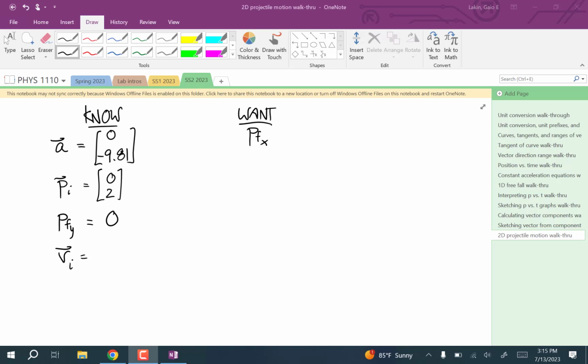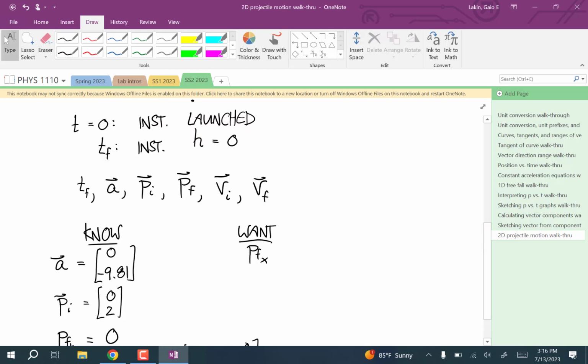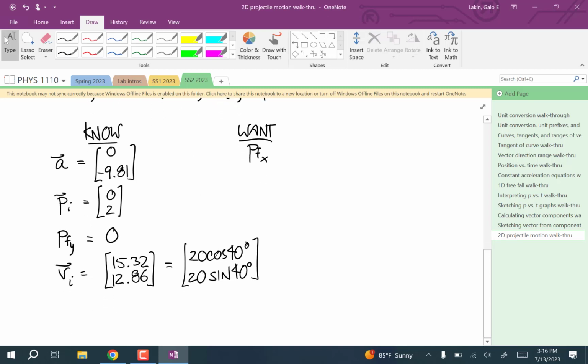You should get 15.32 for the x component and 12.86 for the y component. We got that as 20 times the cosine of 40 degrees, and 20 times the sine of 40 degrees. And do we know anything about V final? No, but we're okay without knowing that. We're not asked for it, so we'll leave it off of everything.